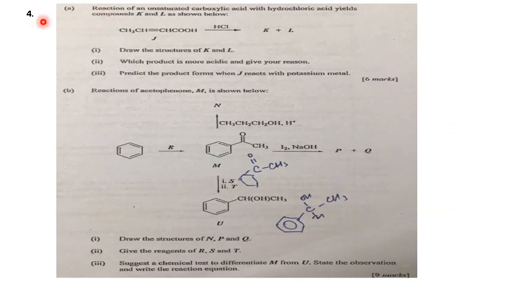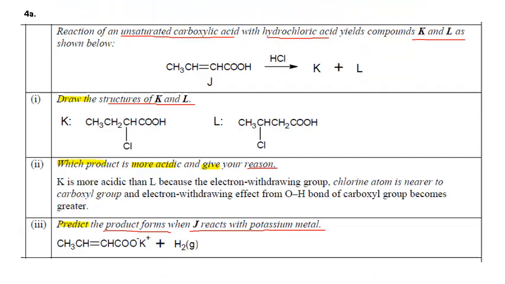Next, question 4. This is the original question. There are 2 parts, part A, part B, and then there are sub-questions for each part. Okay, we go for part A first. Reaction of unsaturated carboxylic acid, okay, means there is a carbon-carbon double bond carboxylic acid, with hydrochloric acid yields compounds K and L. So this means electrophilic addition of Cl over here or Cl over here. That's why it forms K and L.